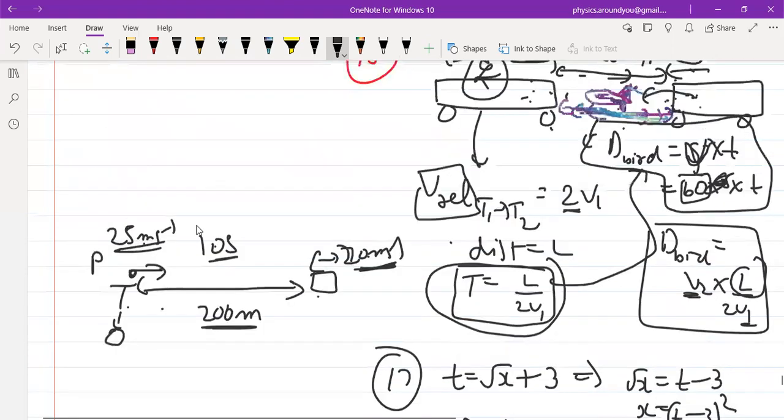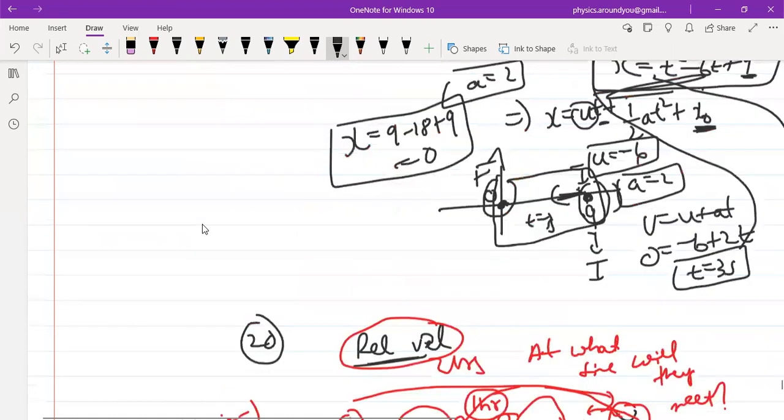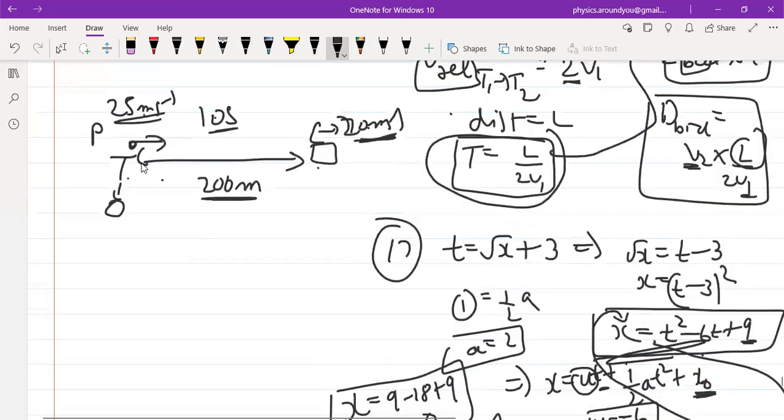How long will it take, or how far it will take, should be the question. How far from the turning? So what is the total distance traveled by the police in order to catch the culprit? How far from the turning is the question asked? Let us do this in relative velocity concept. Let us see this question from the perspective of the policeman.